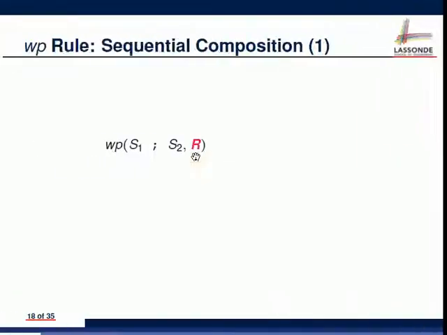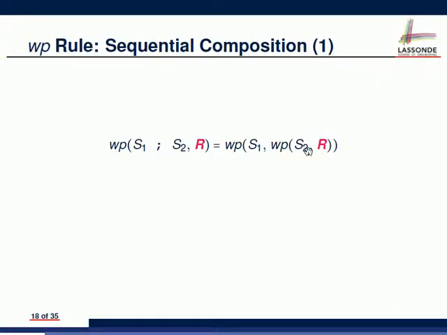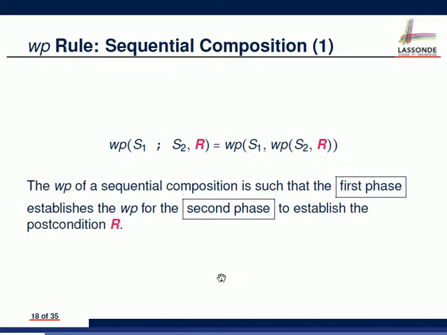Okay, let's go back over here. So now that's exactly the rule. Let's see the English description, which is not too bad. Let's try to read it together. The weakest precondition for sequential composition is such that the first phase, S1, establishes the WP, which is for the second phase to establish the postcondition R, right? Okay. Questions before we do one example? Okay. Yuzhan, are you okay? Yes. Good. Very good.